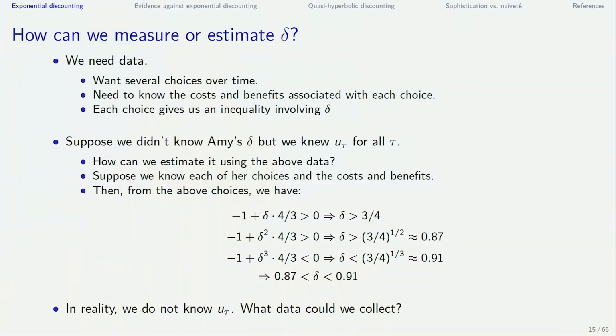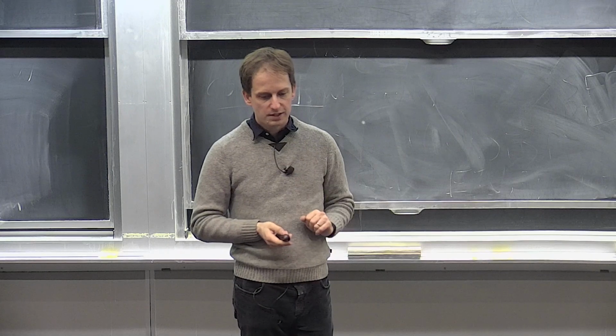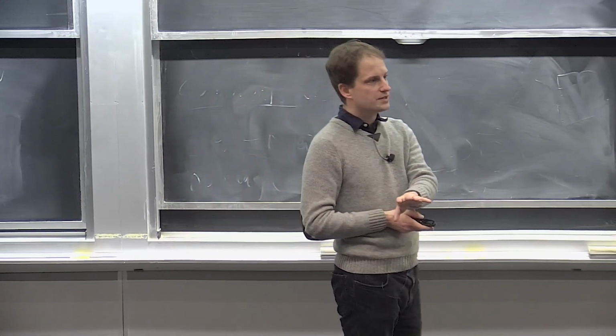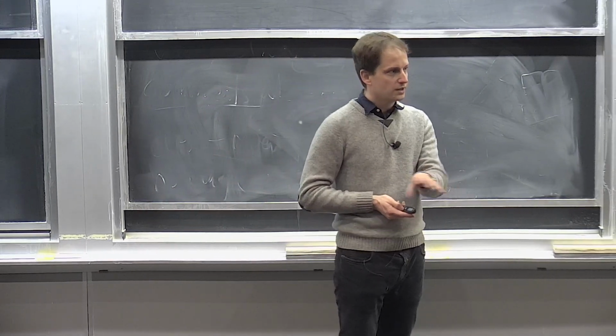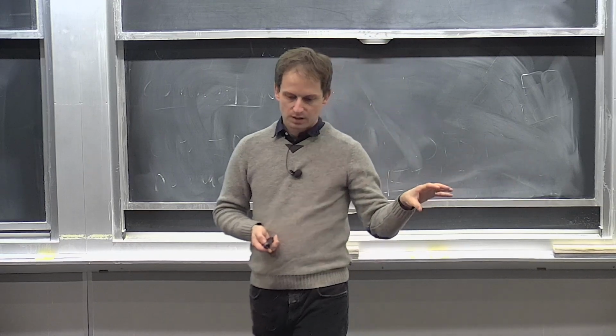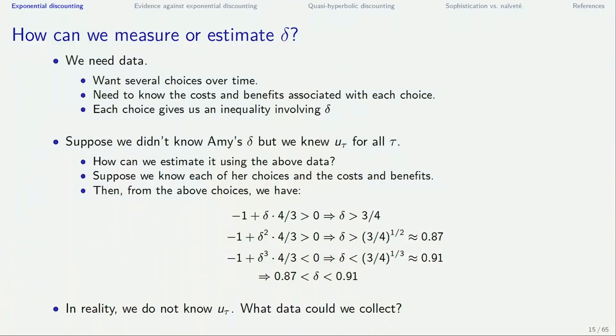Does this make sense, or any questions about that? All I was doing here is to say, suppose we didn't know delta, but we just saw Amy's choices. What can we learn about her delta if we knew what the utilities are at each point in time? If we do that, we get these inequalities from this behavior, and we can then back out what the delta is.